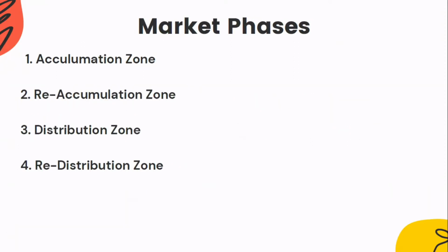If you have an idea about market phases, these four topics, that is accumulation zone, reaccumulation zone, distribution zone, and redistribution zone, you can skip this part. But I want to complete this before starting the actual topic. So let's start with the market phases. Basically, there are four phases.